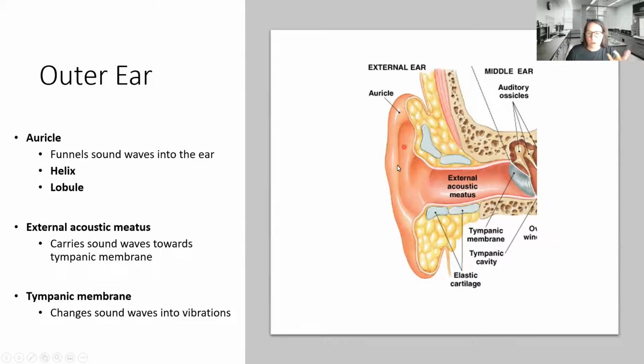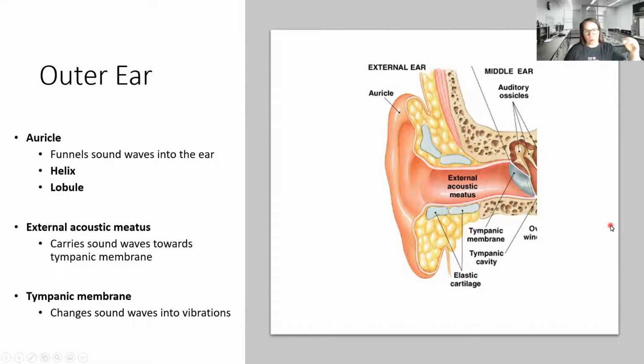So these are different curvatures of cartilage to help gather sound waves and direct them into your ear canal, which, because we're in anatomy, is called the external acoustic or auditory meatus. We learned about it earlier in our bone lab. So the sound waves are going to funnel through here and hit this membrane. This is your eardrum. Again, we're in anatomy, so it is the tympanic membrane.